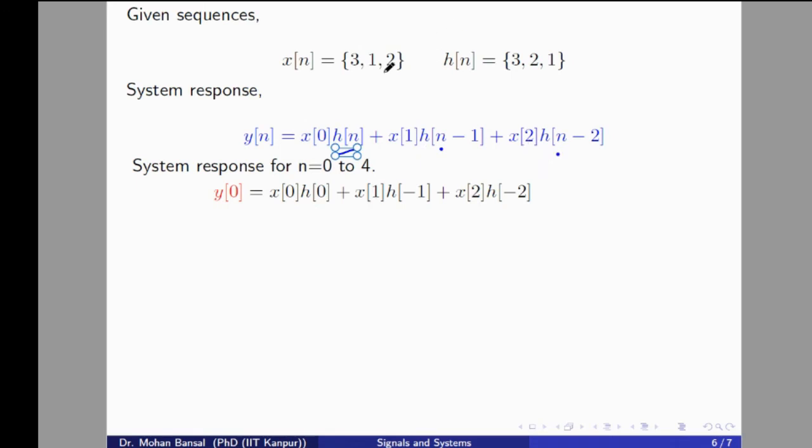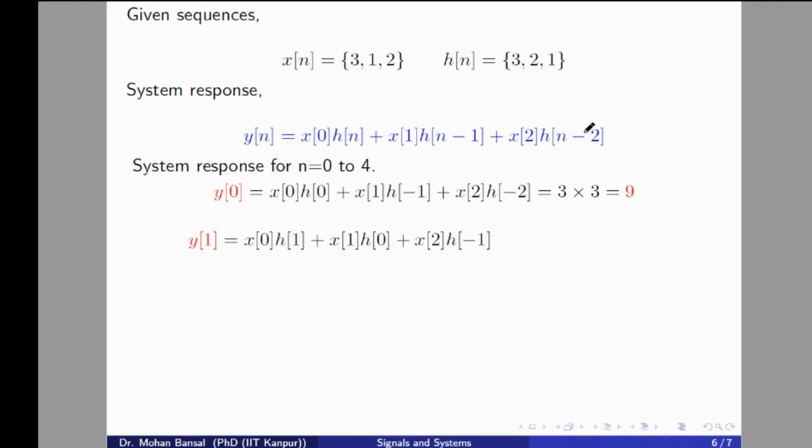In this case, h is defined for n equal to 0, for n equal to 1, and n equal to 2. So this term will be 0 due to h minus 2 is 0. This term will also be 0 due to h minus 1 is 0. So we'll get x0 into h0. x0 is 3 and h0 is also 3. We'll get 9.